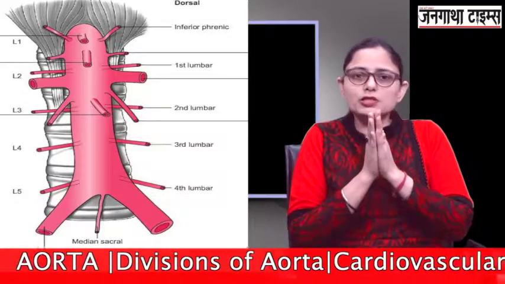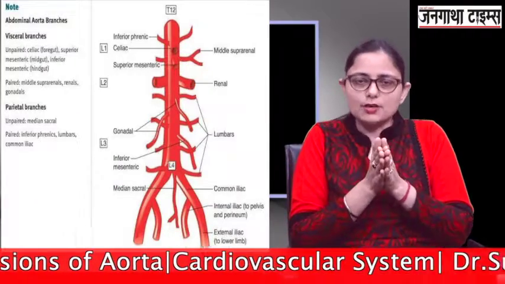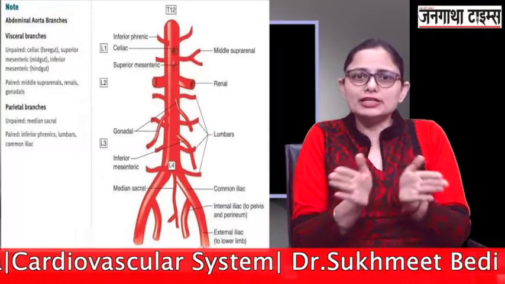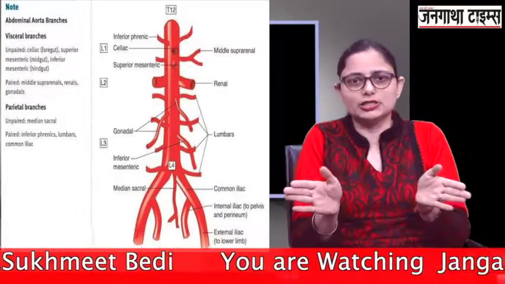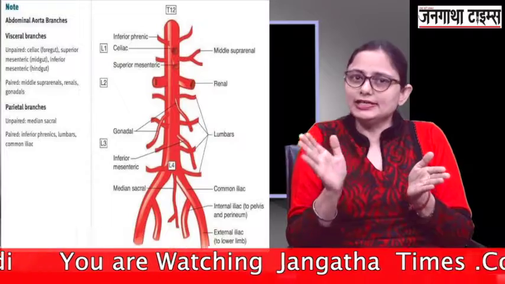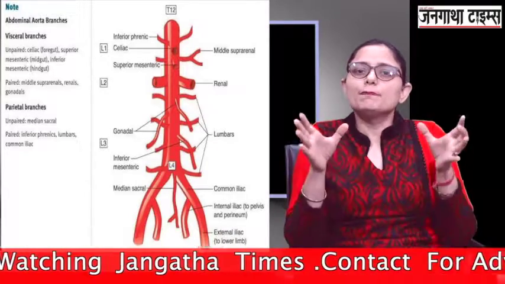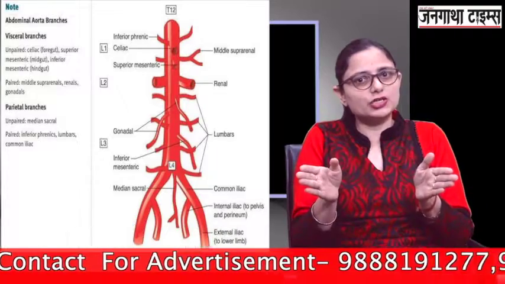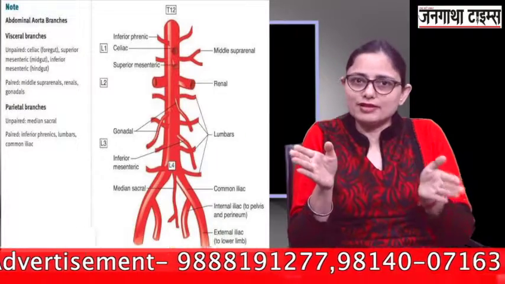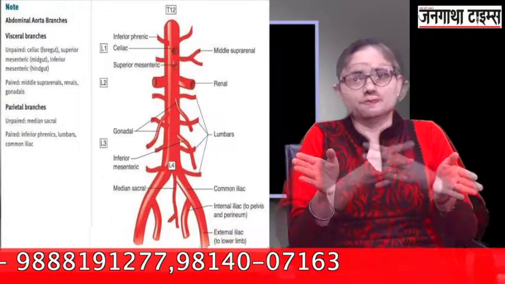Now this abdominal aorta, it ends by dividing into common iliac arteries. The left common iliac artery and the right common iliac artery. The right common iliac artery supplies the pelvis and the right lower limb, whereas the left common iliac artery supplies the pelvis and the left lower limb. That is all about the divisions of the aorta.